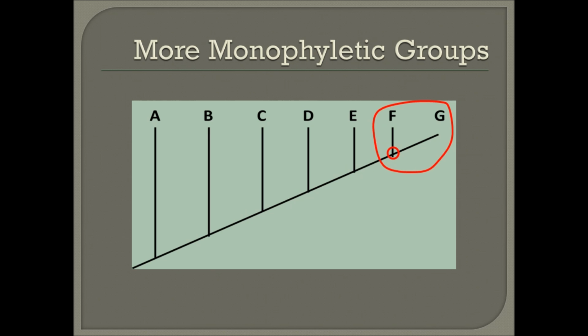So let's look at another example. Then you could draw the circle around D, E, F, and G, and as long as you include the node where D meets E, as long as you include that ancestor, then you've still made a monophyletic group.